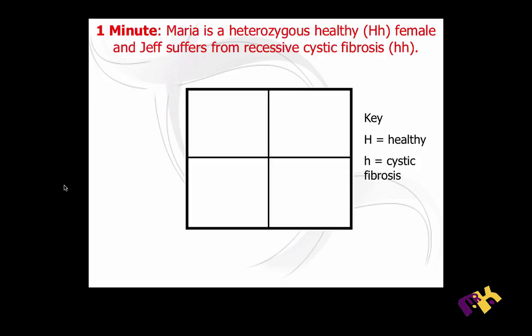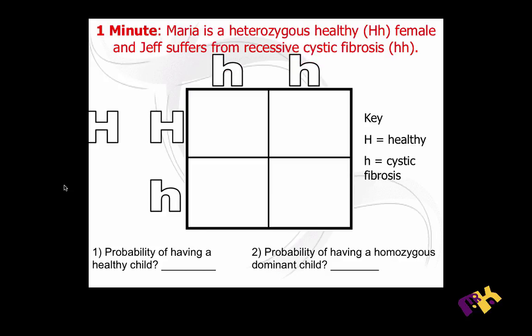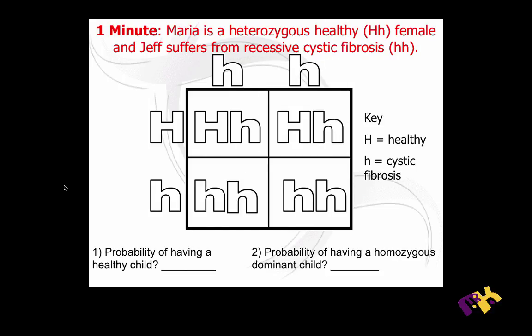All right. So take a minute, and we have Maria, who is heterozygous and healthy, so big H, little h, and Jeff, her husband, suffers from recessive cystic fibrosis, so little h, little h. Run the Punnett square on them. They want to know what's the probability of them having a healthy child, and then what is the probability of them having a homozygous dominant child. This should not take us very long to develop, so we'll go ahead and get this sketched in. All right, so we do our cross between our two parents, and this is our resulting Punnett square. So what's the probability of them having a healthy child?